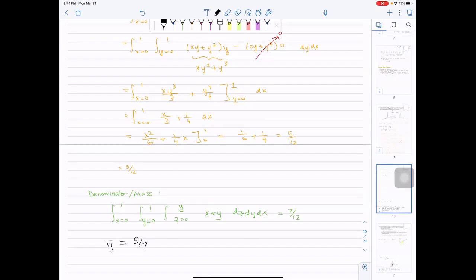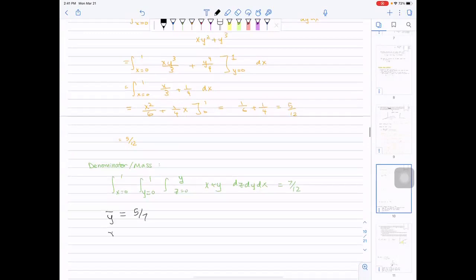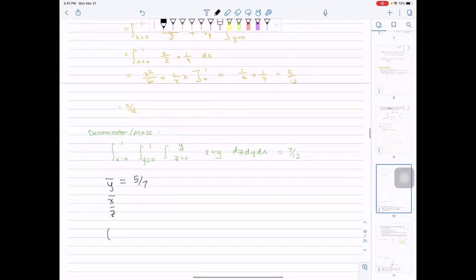Yes. So you would just do the same thing for x. Yep. And so you'll get an x bar and a z bar, and you just write it as x bar, y bar, z bar.